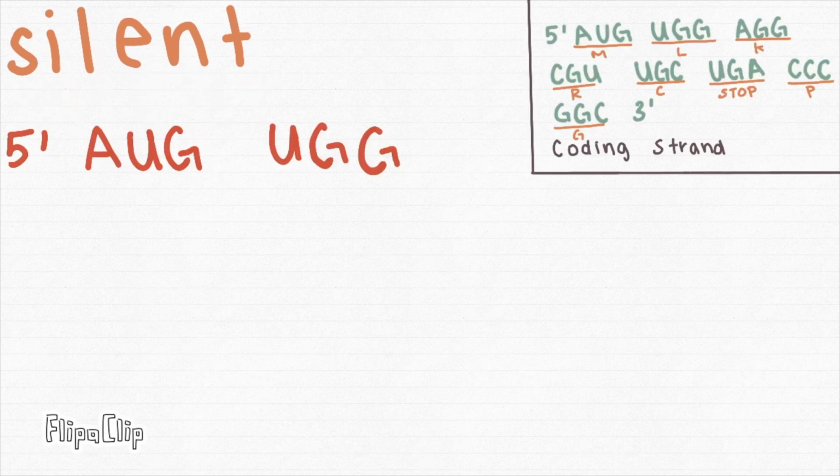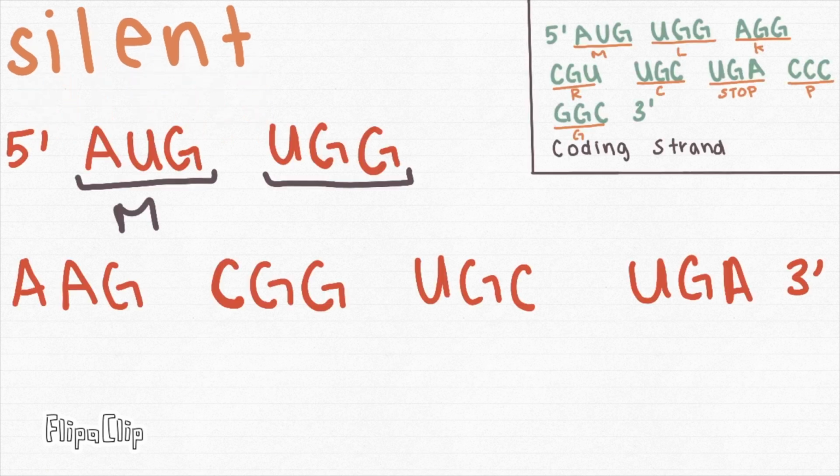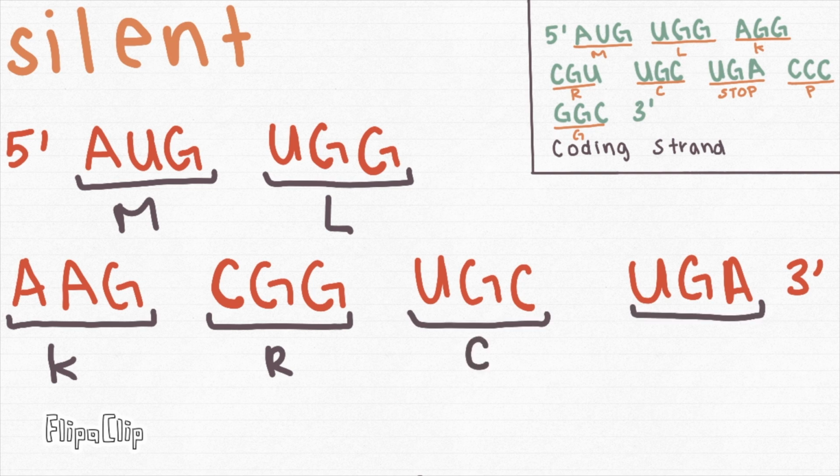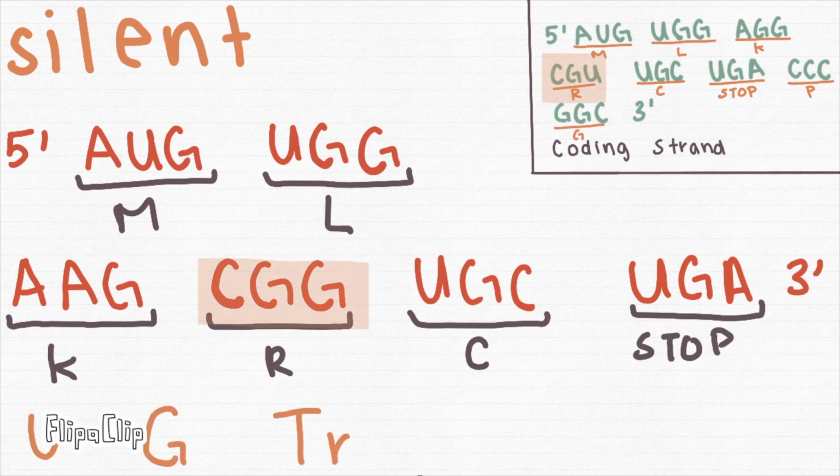The next point mutation we will talk about will be silent. The silent mutation codes for the same amino acid, which makes it silent. This would be a transition.